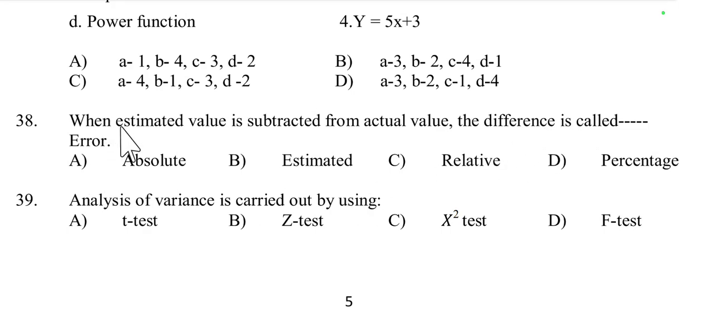Then question number 38: when the estimated value is subtracted from the actual value, the difference is called dash error. Options: absolute, estimated, relative or percentage. The difference is called absolute error. Absolute error measures the magnitude of the error without considering the size of the actual value.